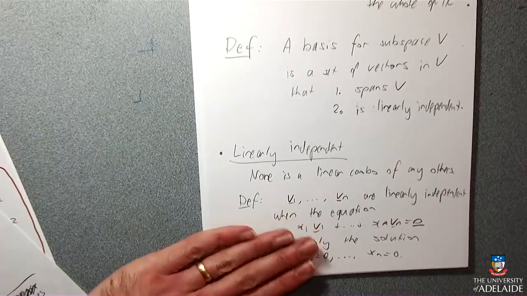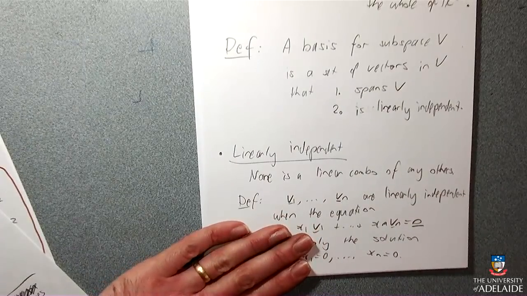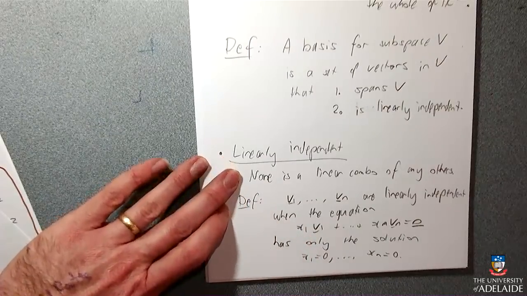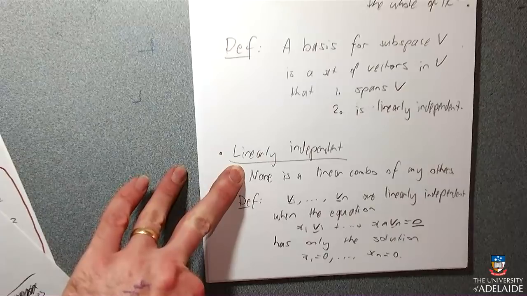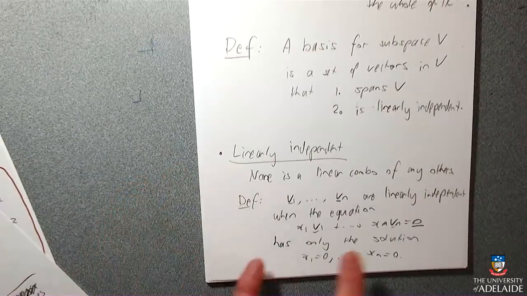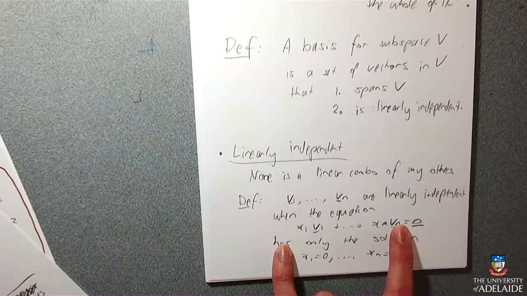It's also this, because it's actually easier to do than this. To check that none of them is a linear combination of any of the others would take a lot of work because you'd have to do each of them separately. Whereas this allows you to do them all simultaneously in one go.